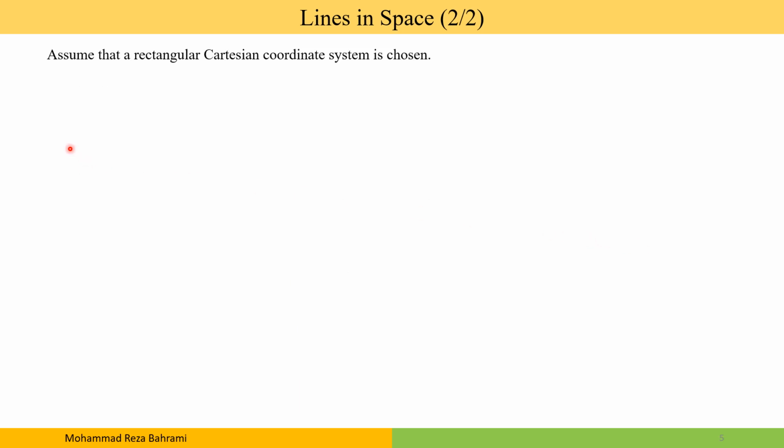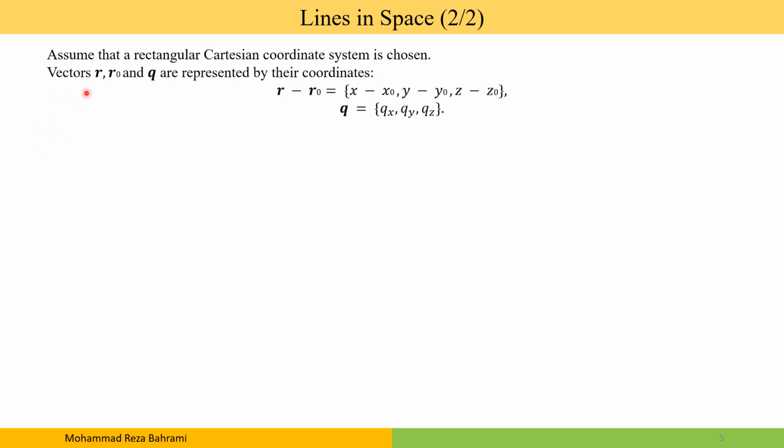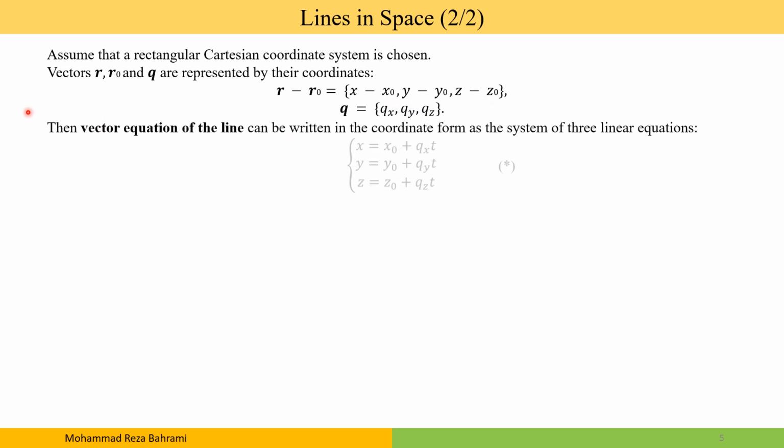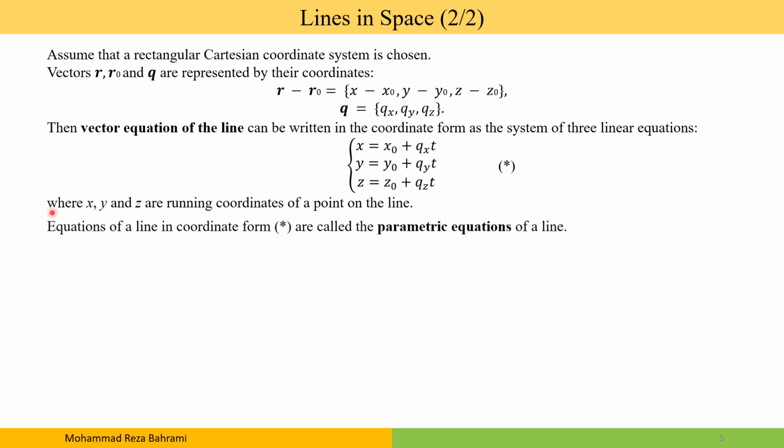Assume that we choose the Cartesian coordinate system. Vectors r, r0 and q, we can represent by their coordinates. So you can see their coordinates here. Then the vector equation of the line can be written in coordinate form as a system of three linear equations, as you can see here, where x, y, and z are running coordinates of a point on the line. Equations of a line in coordinate form are called parametric equations of a line.